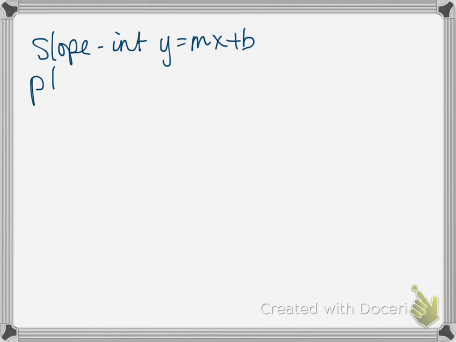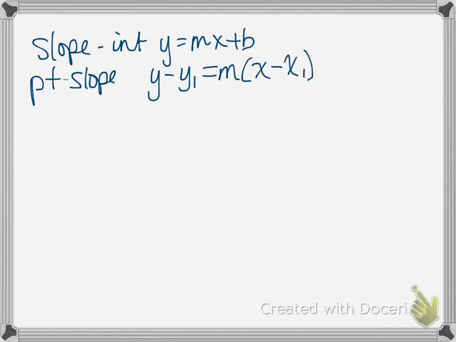Alright, so we have talked about two different forms of equations so far. We've talked about slope-intercept, which is our y equals mx plus b, and we've talked about point slope, y minus y1 is equal to m times the quantity of x minus x1. Now, today we're going to talk about the third form, and that third form is standard form.